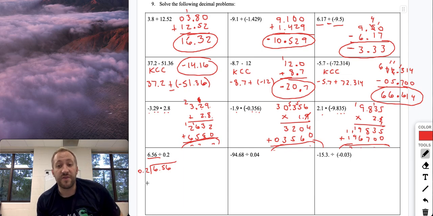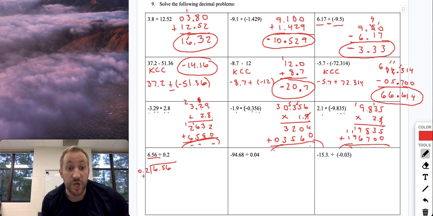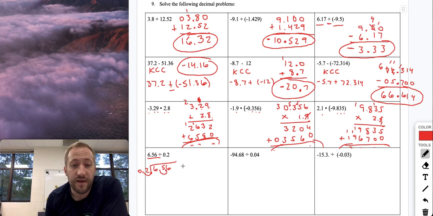Now, if the number on the outside is a decimal and not a whole number, I have to move it to make it a whole number. If I do it on the outside, I have to do it on the inside. So this problem is now 2 into 65.6. Now I just get to go divide.